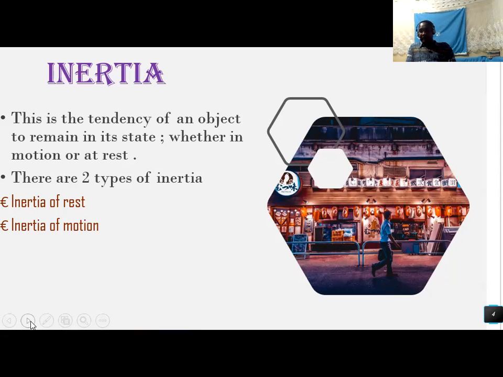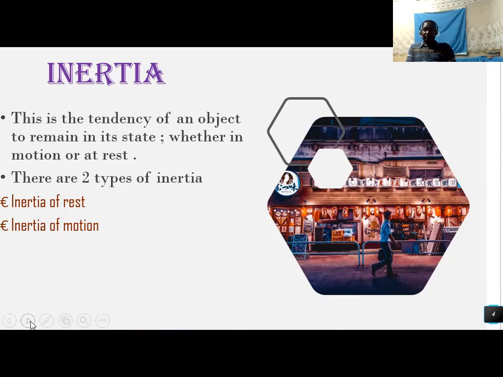Pupils, if a cyclist brakes abruptly, he falls in front of the bicycle. In the set-up, for example, if you put a block on a slope and then you start to move the wood, you will see how inertia of motion works.